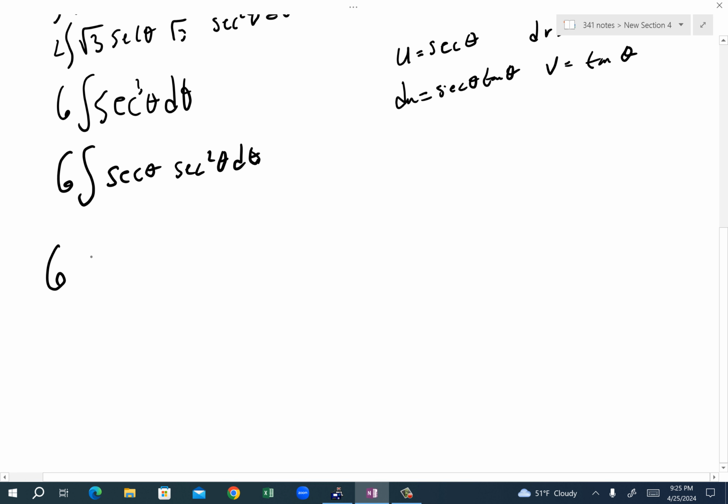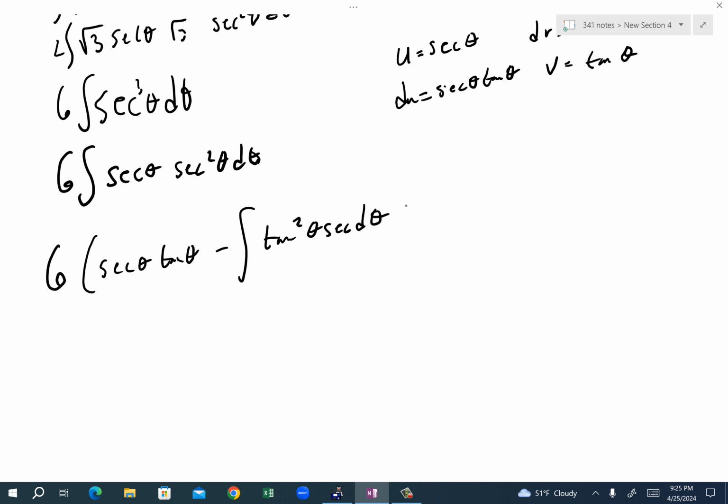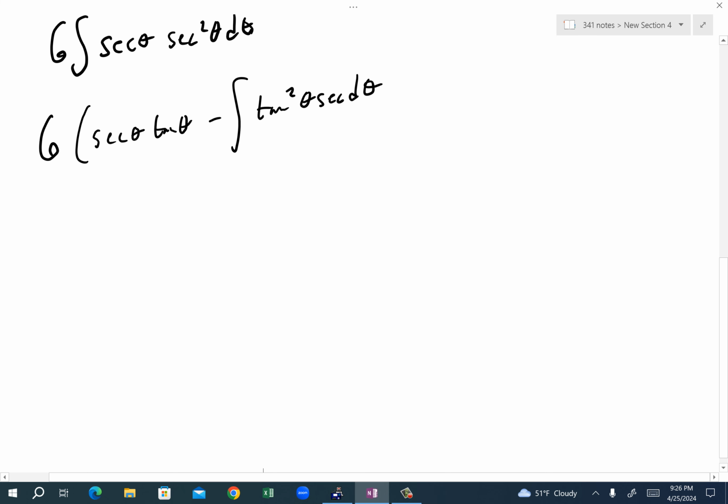Okay, so of course it's uv, so secant tangent minus the integral of v du, so that is tan squared secant d theta. Nice. And you're like, hey, let's do it again, right? Yeah, probably. Hold that thought. You're like, you kind of made a muddy mess out of this. Kind of, but not quite.